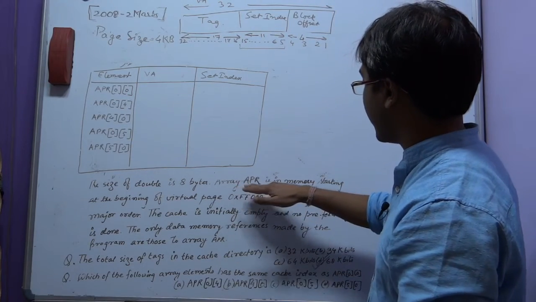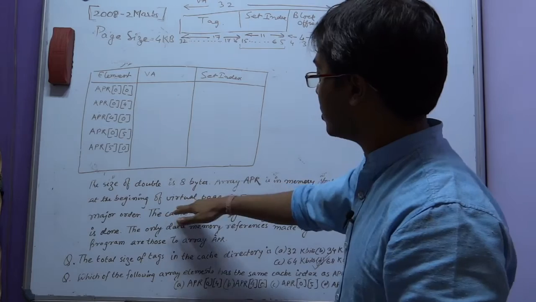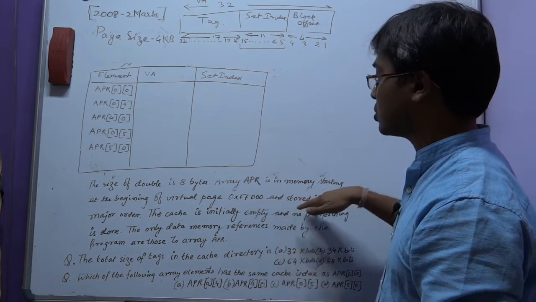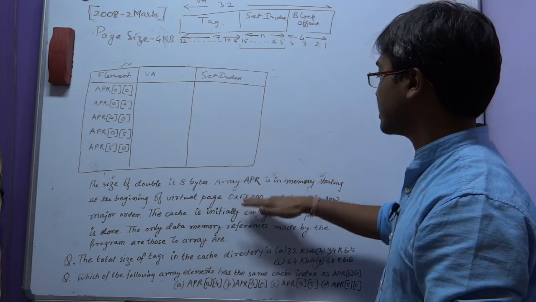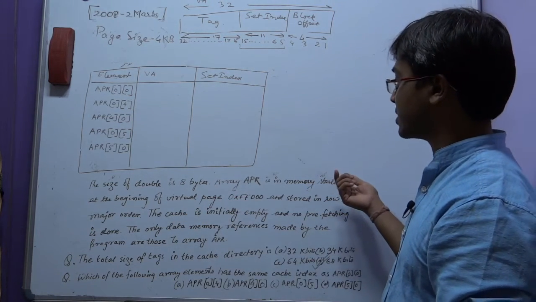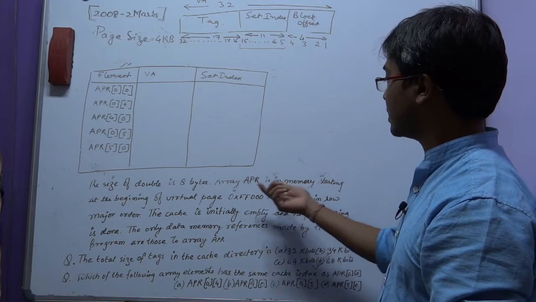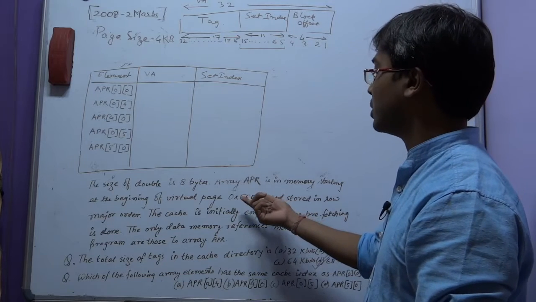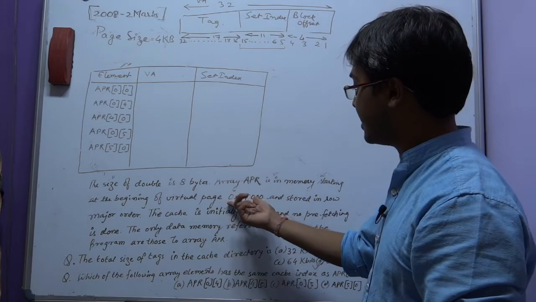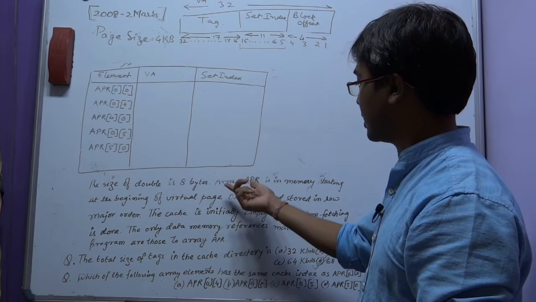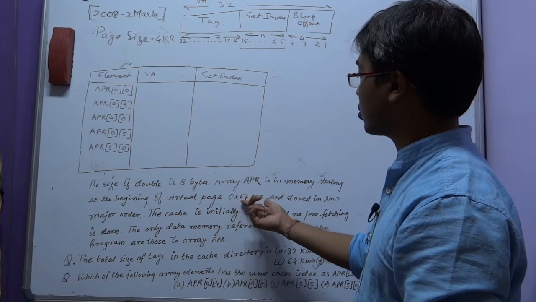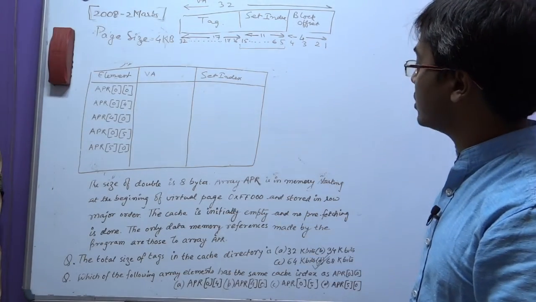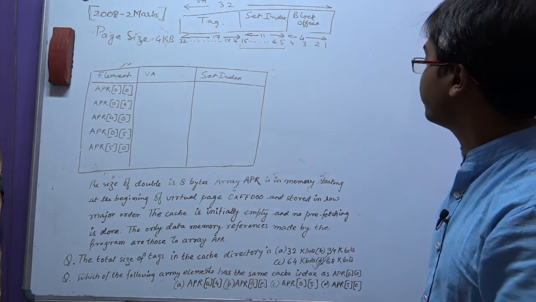What is given over here is this APR array. APR is in memory starting at the beginning of virtual page 0xFF000 and stored in row major order. So the first element of the array, that is APR00, would definitely be in the first virtual page, right? And the first virtual page in which the array is stored is 0xFF000. So only the virtual page number is given. We need to find out the page offset as well.